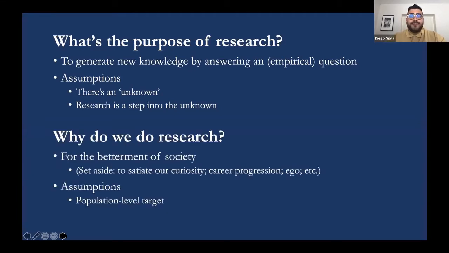So why we do research is also really important. If we're doing health research, or mental health research or drug research, we're doing it in part or solely because we want to improve society. There are many other reasons why we would want to do research. We'll set those aside. But the assumption as to why we do research is to better society. It's to contribute to society.